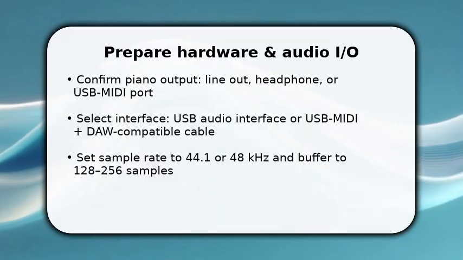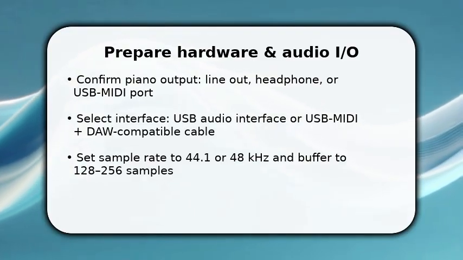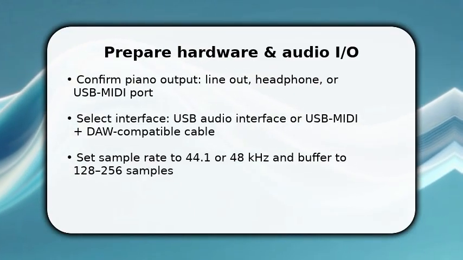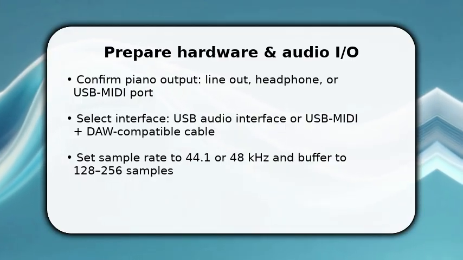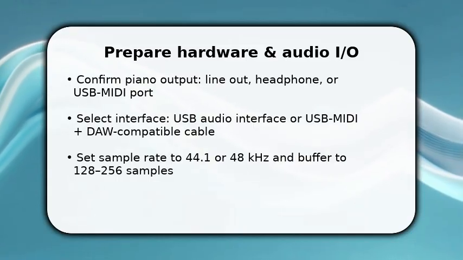You'll start by connecting physical audio. First, plug the piano's line out or headphone into a USB audio interface, or connect via USB MIDI if available. Once done, power the interface and the piano and open GarageBand.